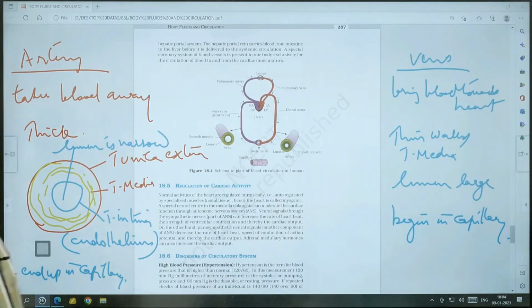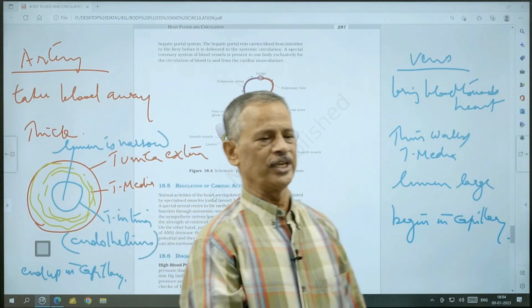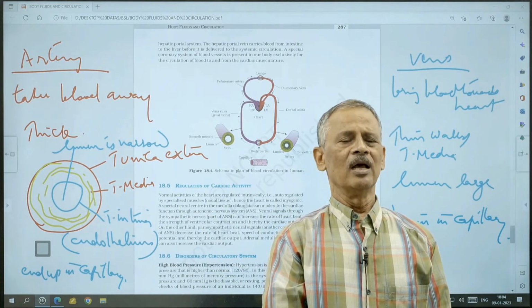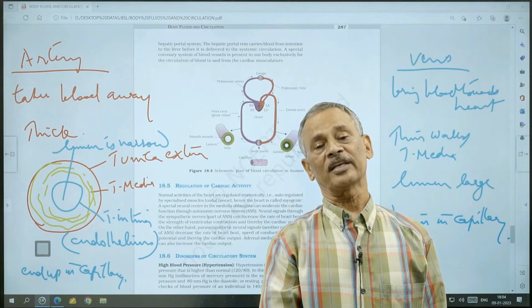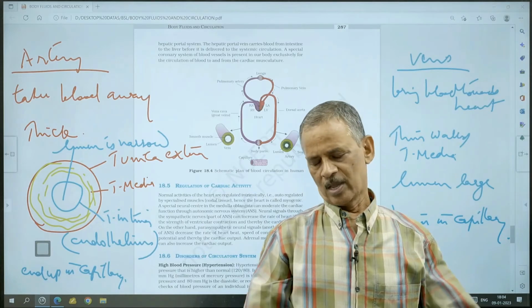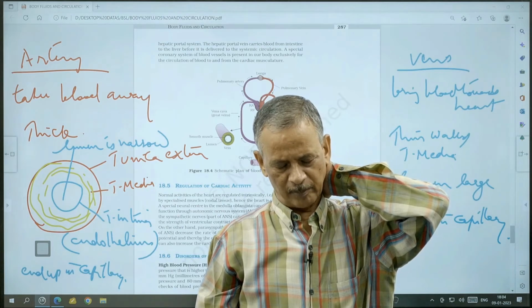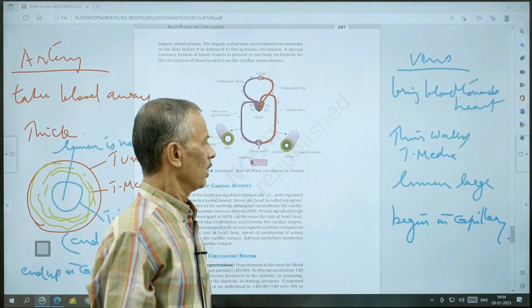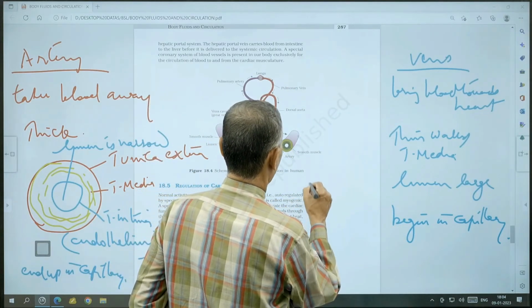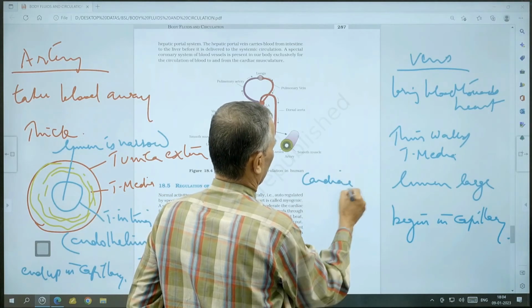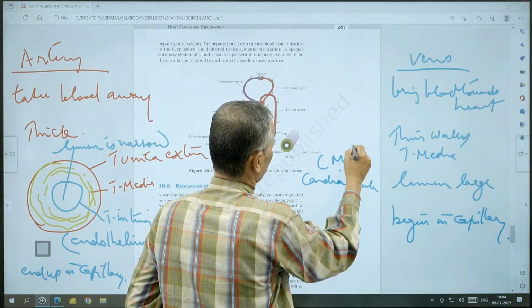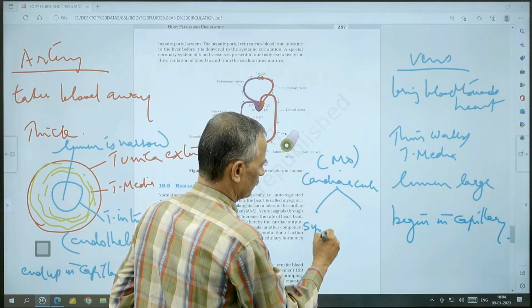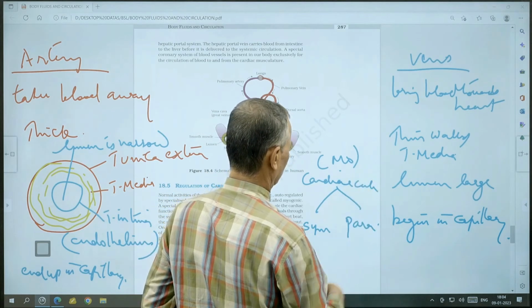Now, I told you that our heart is myogenic, auto-excitatory, self-excitatory, and still it is regulated to a certain extent by our central nervous system. In the hindbrain, we have a part called medulla oblongata. This medulla oblongata has a cardiac center, which brings about the control through the sympathetic and parasympathetic systems.